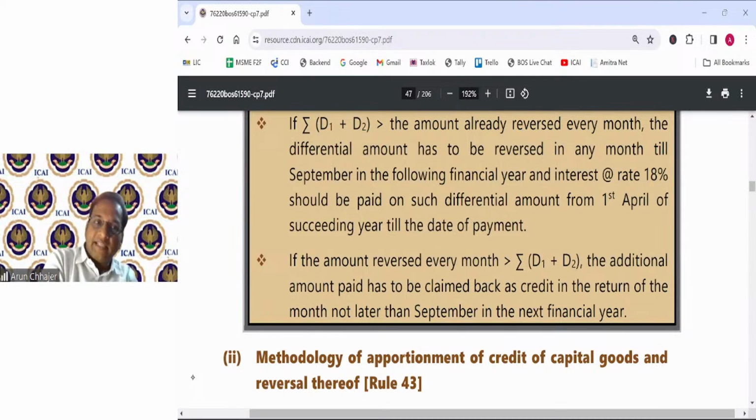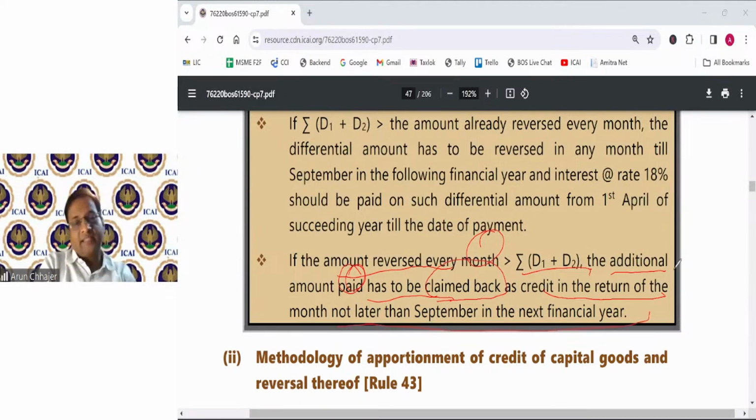Next point: if the amount reversed every month is greater than the amount which needs to be reversed, the additional amount paid, or reversed, you can say, has to be claimed back as credit in the return of a month not later than September of the next financial year. So that is the time limit to claim that particular amount.